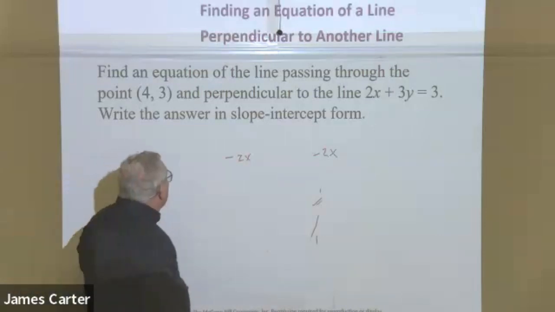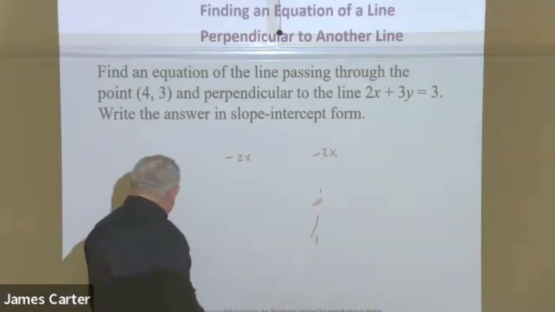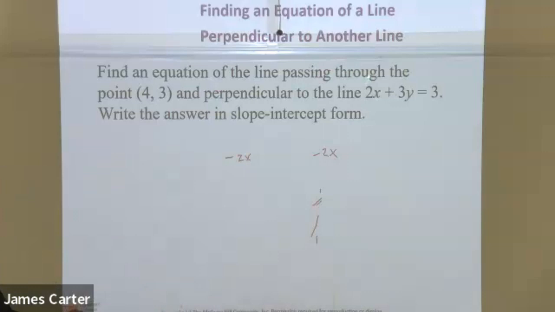Okay, now, let's find the equation of a line. That means we're going to have to use the point slope formula that goes through the point 4, 3 and is perpendicular to some other line. So the first thing we've got to do is put this in y equals mx plus b form. Got a little bit of arithmetic there to do.